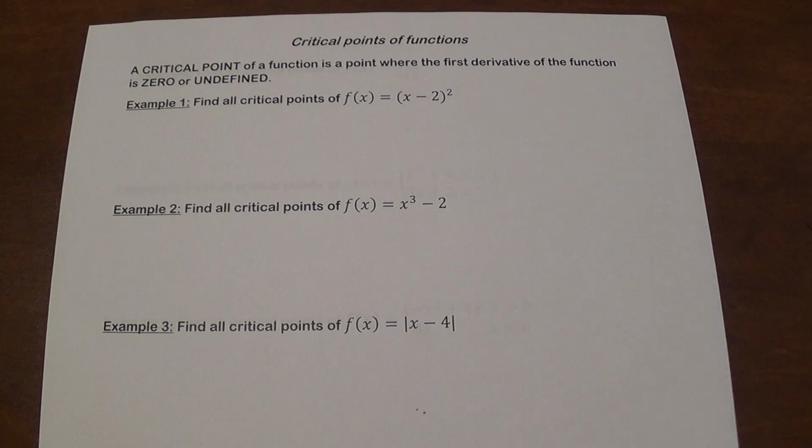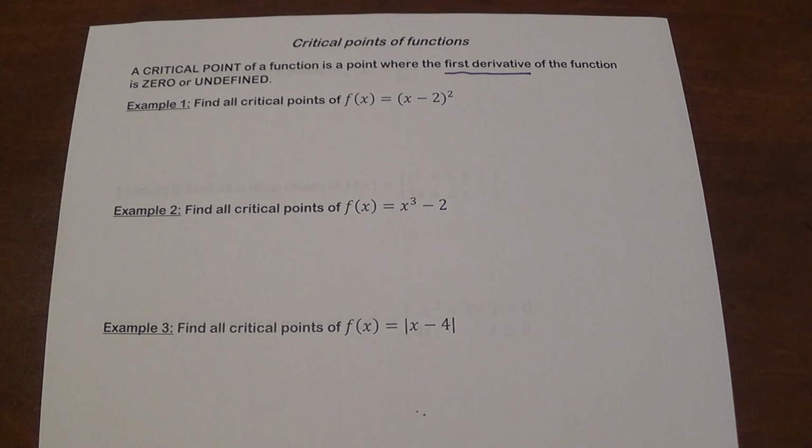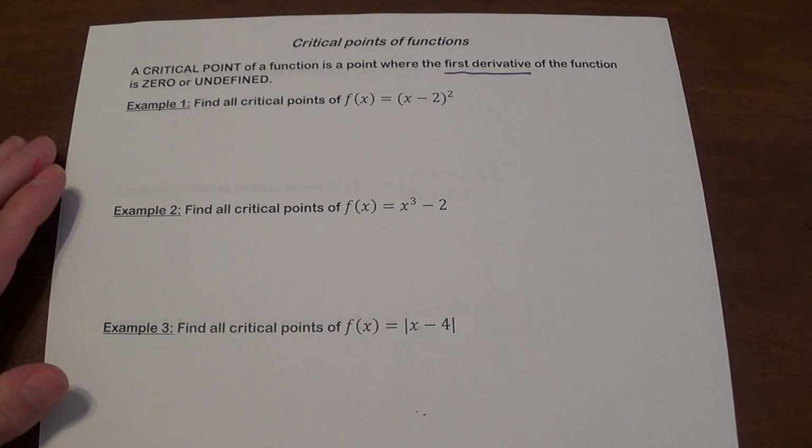Hi, in this video we're going to talk about critical points of functions. So a critical point of a function is a point where the first derivative of the function is going to equal 0 or will be undefined. So let's take a look at some of these examples here.